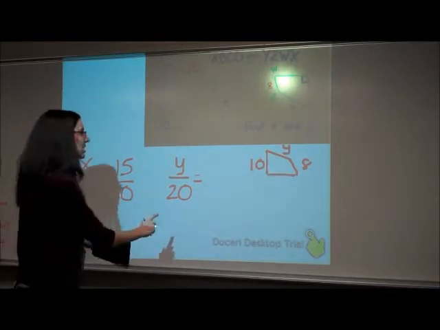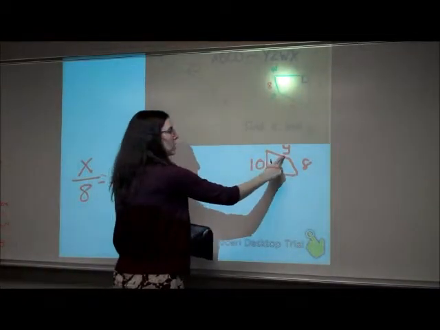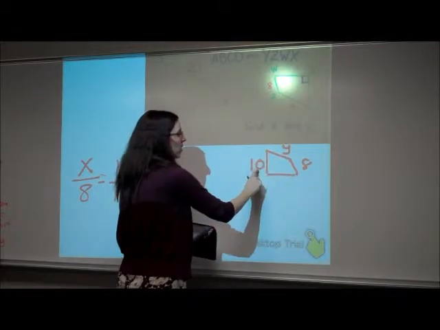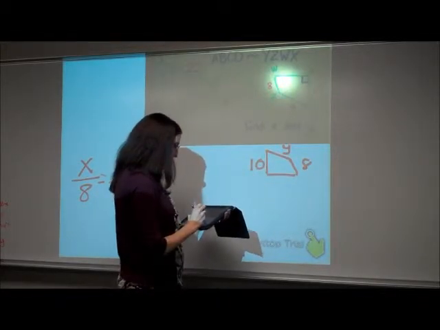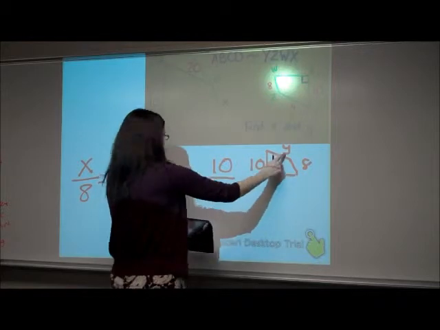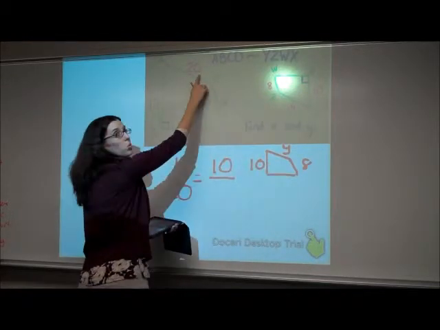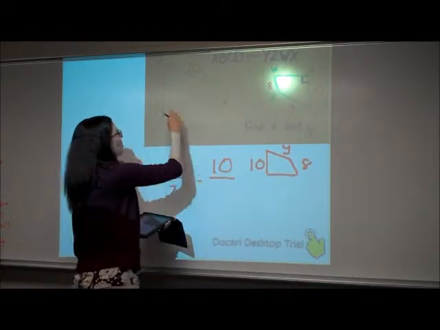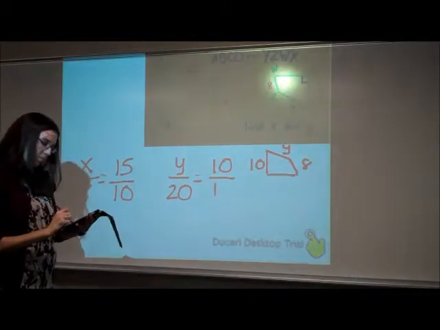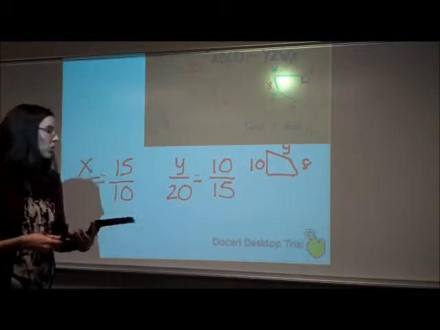But then be careful because I flipped this one. Y is in the small one, so it's in the same figure as 10. So we have y over 20 is equal to 10 over 15. So there's my two proportions.